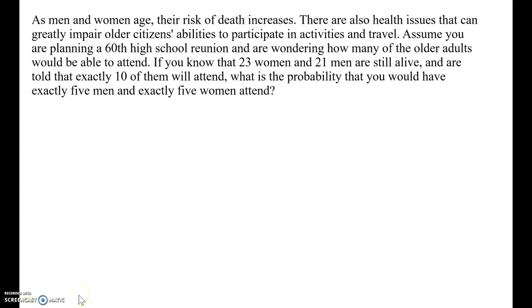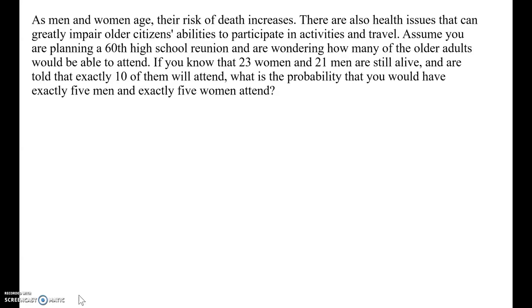Here's a little more complex probability example. In this case, we have women and men who are going to be attending a high school reunion. We know 23 women are still alive and 21 men are alive. If we expect 10 people to come, what would the probability be that exactly 5 of them would be men and exactly 5 would be women?